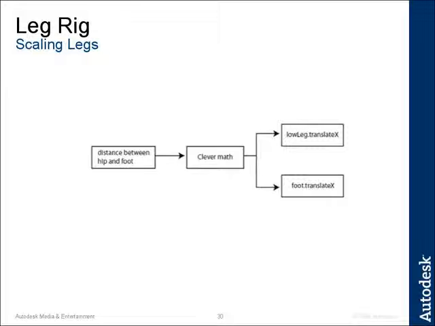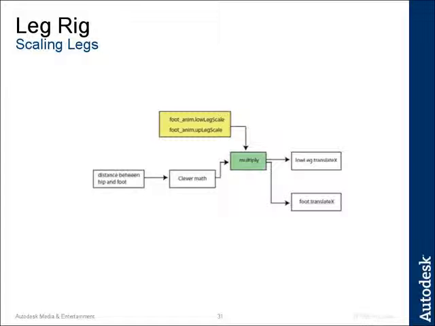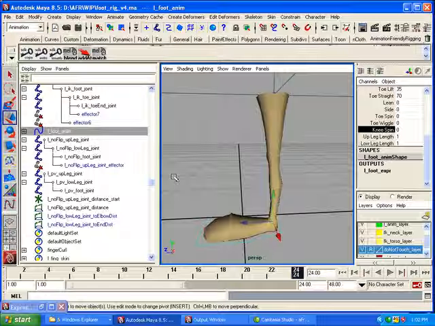So remember, if we look at how our legs are being figured out for the translation, we've got the distance measured between the hip and foot, and then we're doing a whole bunch of clever math to deal with the world scale and all sorts of other stuff to give us the low leg translate x and the foot translate x. So what we want to do is insert a multiply and divide node between all the clever math that we've got going on the legs and the translate x to allow the legs to scale, but we want to make sure they keep working with the rest of the system. So it's really important that we incorporate the low leg and up leg scale so it works with everything else and doesn't break. So how do we do that?